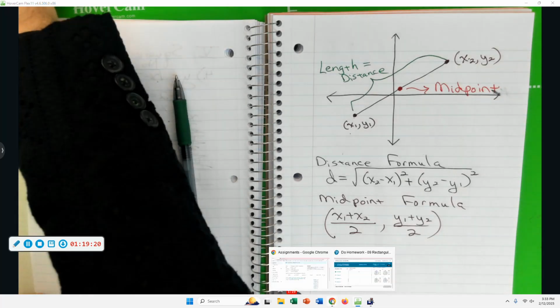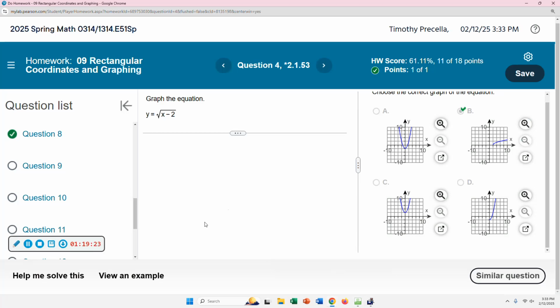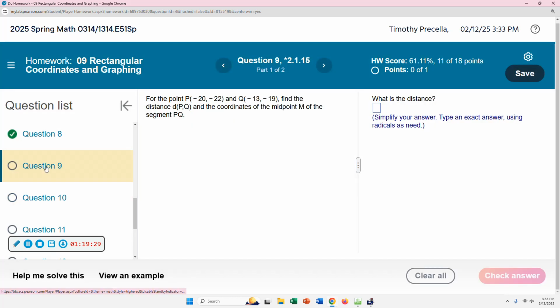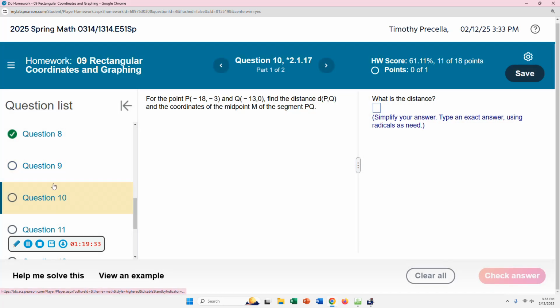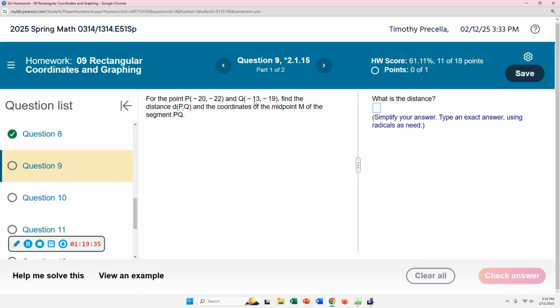So let's see. Which one are we going to do? 9 or 10? 9, I guess. Wait, okay, I want to do one that has a lot of negatives in it. Oh, well, no, I think this one. 9 is the better example. I think it is. You're right.